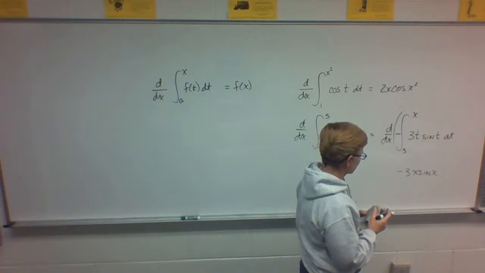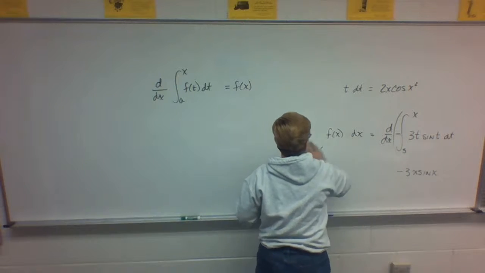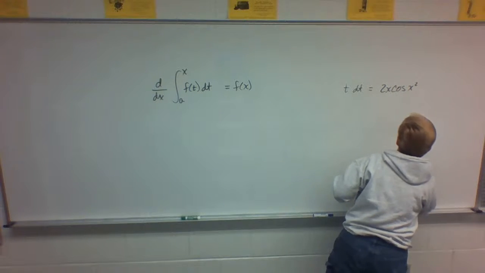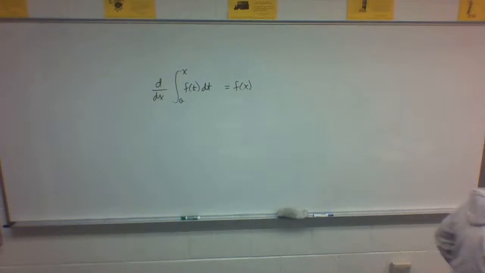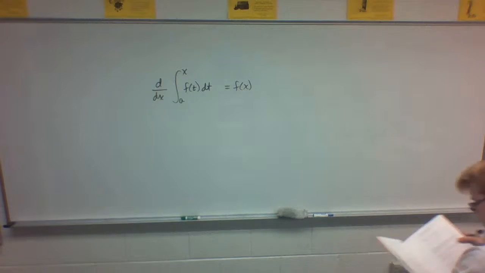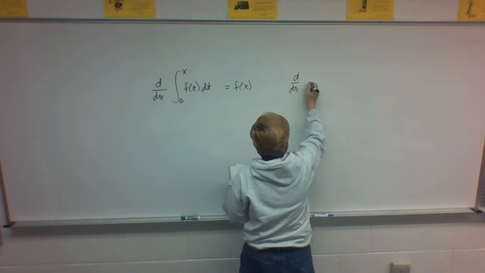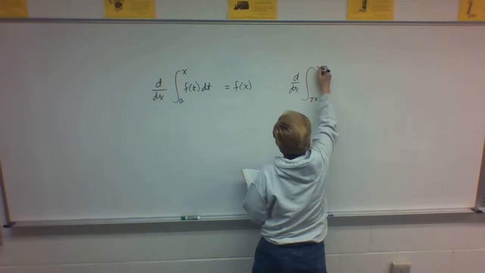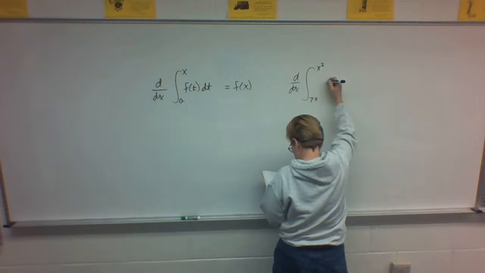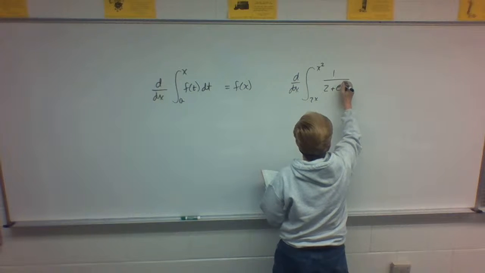Okay, so we use one of those properties. The next one gets a little messier. The next one wants us to do this: the derivative with respect to x of the integral from 2x to x squared. Now we've got x's on both ends, of 1 over 2 plus e to the t dt.